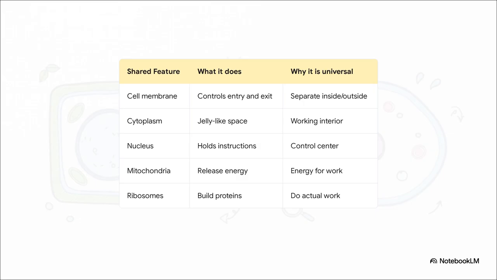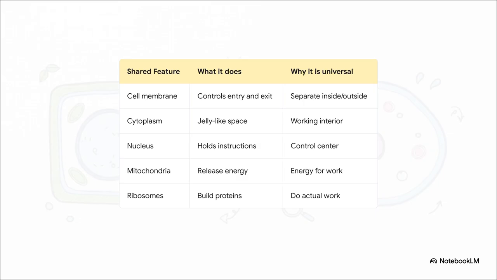Think of cells like buildings designed for different jobs. A busy coffee shop and a quiet family house might have totally different layouts, but they all absolutely need walls, a door to let people in, a power source, and a place where decisions are made. Well, cells work the exact same way.